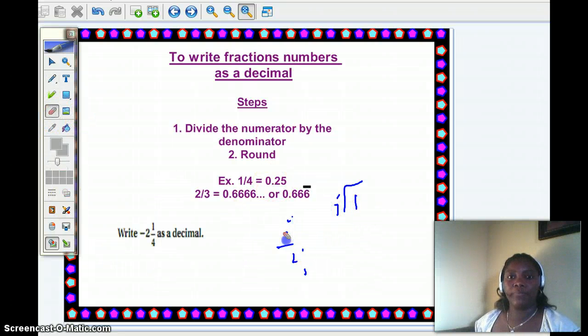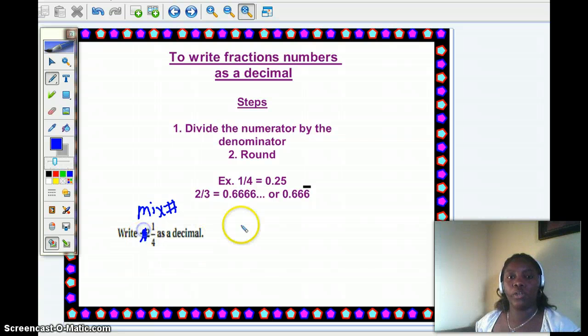Also, we might have mixed numbers that we need to change to decimal form. In that case, when it is a mixed number, we want to completely forget about the whole number and only deal with the fraction part. So here we have -2 and 1/4. Forget about the -2. Convert the 1/4. We already know it's 0.25.